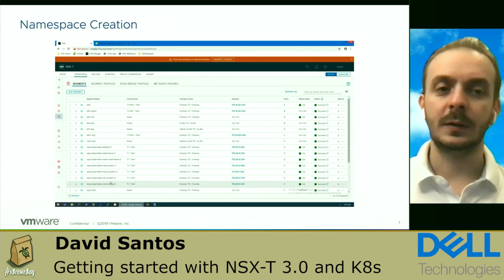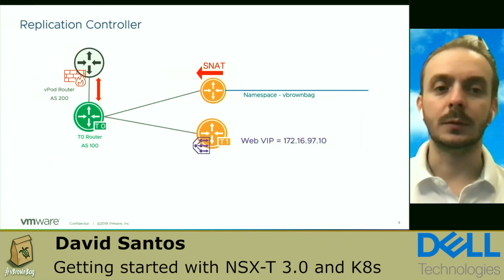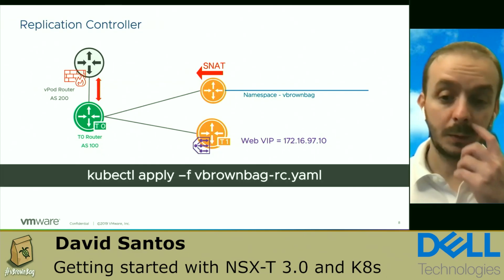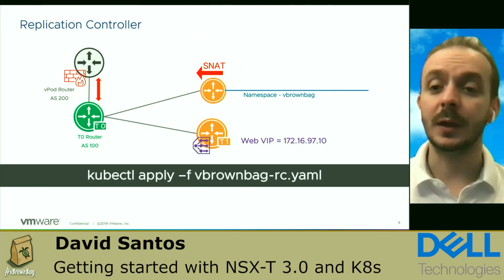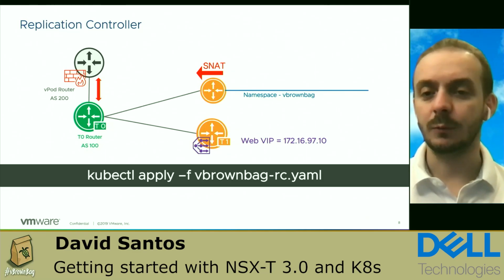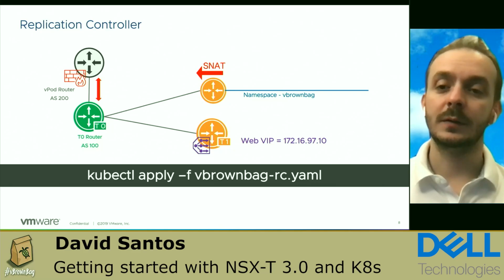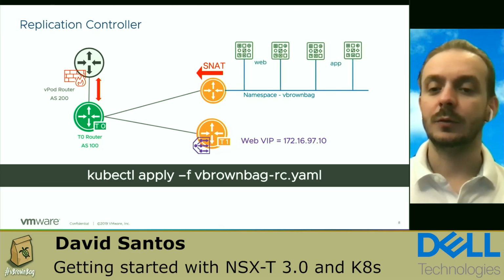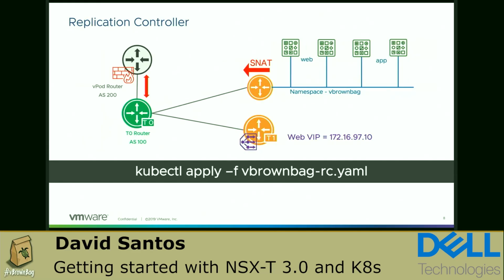So the next step is to create an application. Our application will be called vBrownBag Replication Controller. We have here two sets of replication controller. One is the web, and the other one is the app. So when you create that, we will create two pods of each one of the replica sets, the replication controllers.